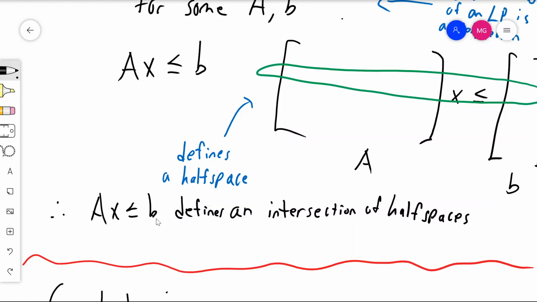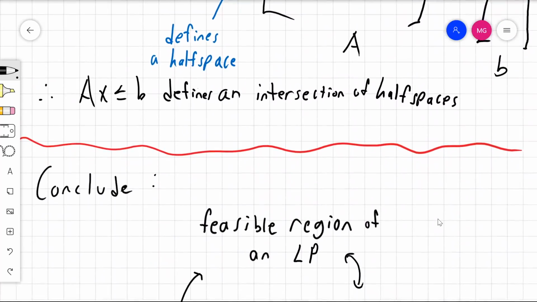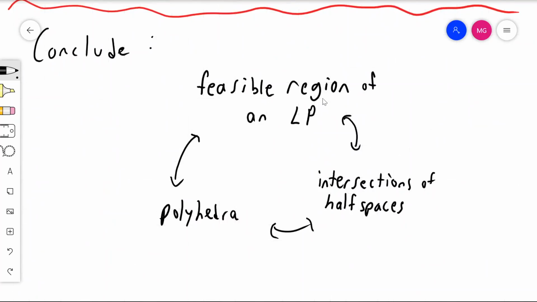So therefore we can conclude that Ax less than or equal to b defines an intersection of half spaces, and we get just this little picture here. So these things are all equivalent. That's what we've just shown: the feasible region of a linear program, in other words, is a polyhedron. The plural of polyhedron is polyhedra. And anyways, we have those two things being equivalent, and then also it's equivalent to an intersection of half spaces. So these things are all the same thing.